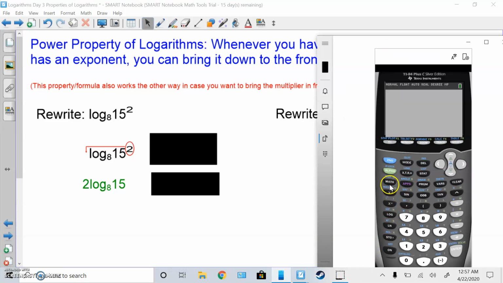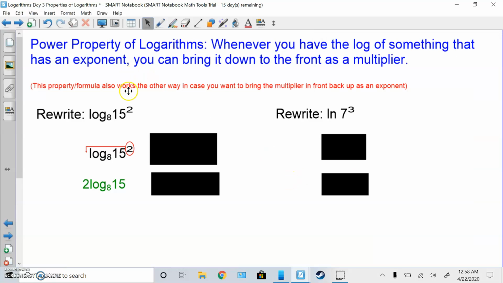So remember, you go in math, and go up to log base 8 of 15 squared, which gets us this decimal. I'm going to do 2 times log base 8 of 15 for the exact same number. And it matches. Alright, this formula does work the other way around. So we could move this multiplier 2 back up to the top to make it log base 8 of 15 squared. Usually we won't do that unless we're solving.